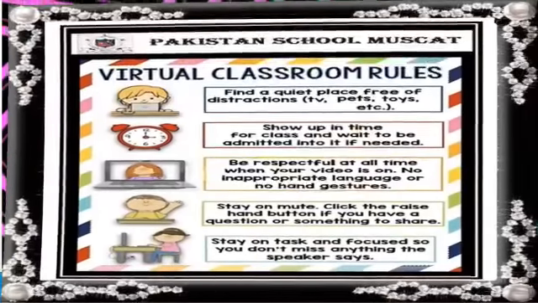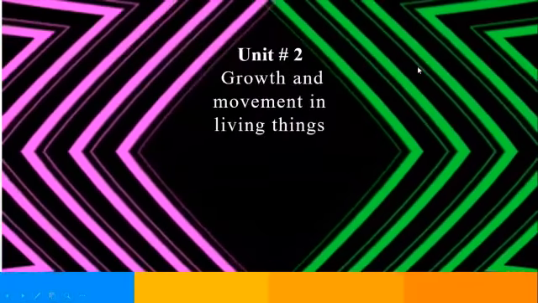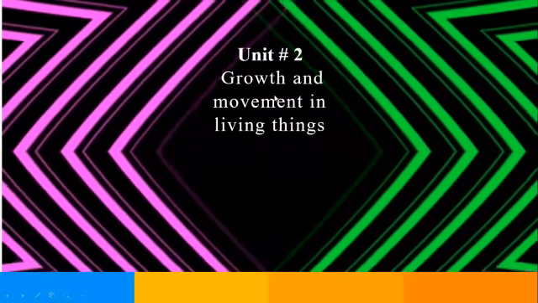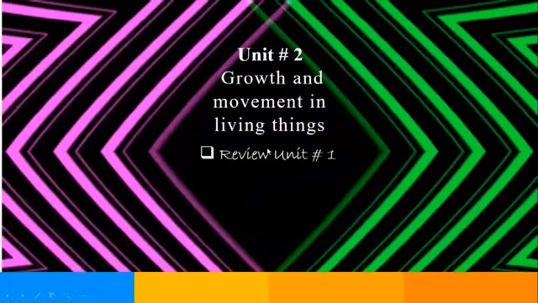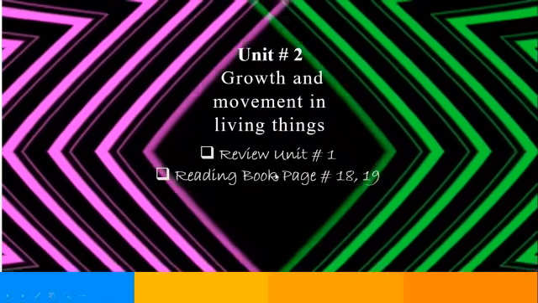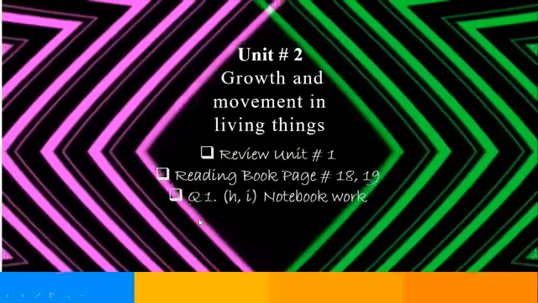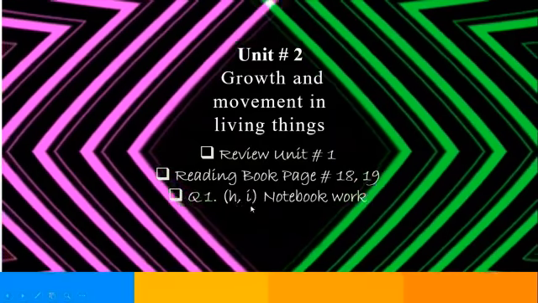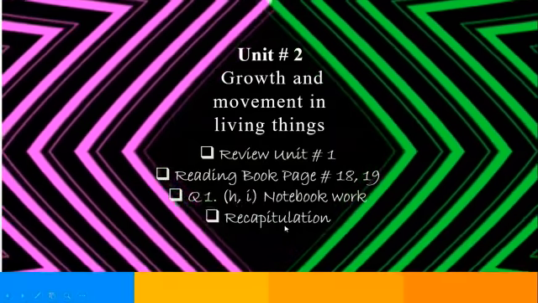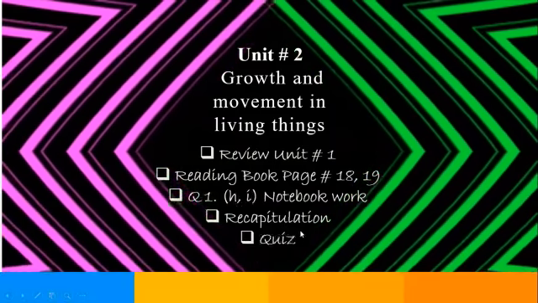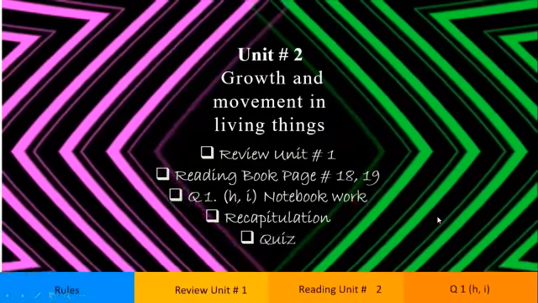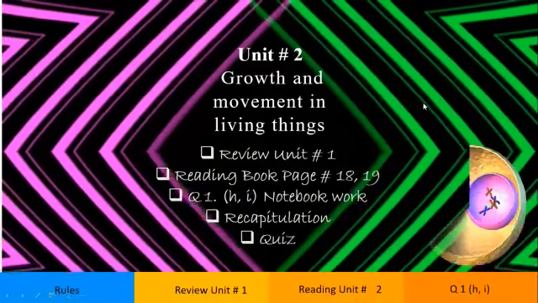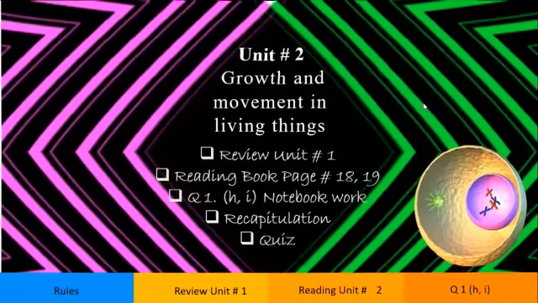These are the virtual classroom rules for all the good students, already following the rules, to be focused. This is the continuation of unit number 2, growth and movement and living things. First we will review unit number 1, then read page number 18 and 19. Then question number 2, part H and J, it's a notebook work. And then recap, and after that one quiz. So let's get started students. Are you ready everyone?